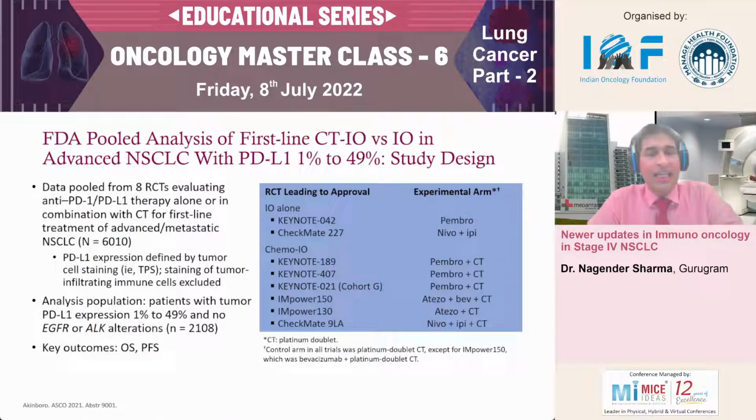FDA-approved analysis of first-line chemotherapy IO versus IO therapy in advanced NSCLC by PD-L1 percentage. So these are the trials which were used. IO alone were Keynote 042 and Checkmate 227, and chemo-IO were Keynote 189, Keynote 407, Keynote 021 Cohort G, Impower 150, Impower 130, and Checkmate 9LA. So data pooled from 8 randomized controlled trials evaluating anti-PD-1 and PD-L1 therapy alone or in combination with chemotherapy for first-line treatment of advanced NSCLC. PD-L1 expression with TPS, that is tumor proportion score, and tumor infiltrating immune cells were excluded. And the key endpoints of this analysis were overall survival and PFS.